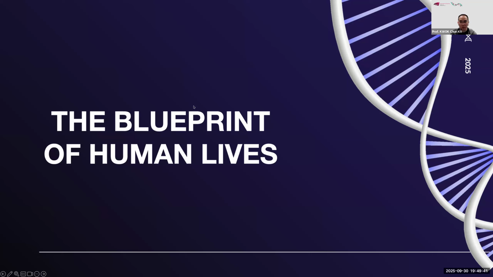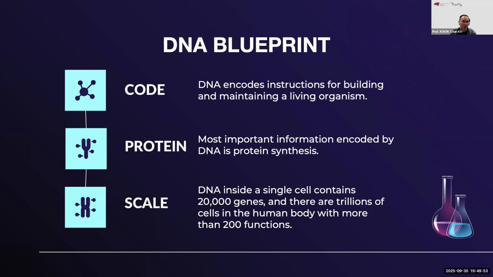Next we'll talk about how we can actually use DNA as a material for information storage. The DNA blueprint can be broken down into three parts. First, it codes. DNA encodes instructions for building and maintaining living organisms. Then it codes for proteins. The most important information encoded by DNA is protein synthesis.